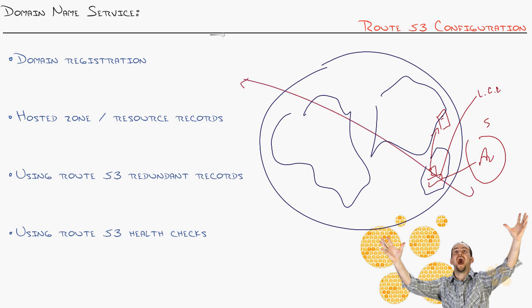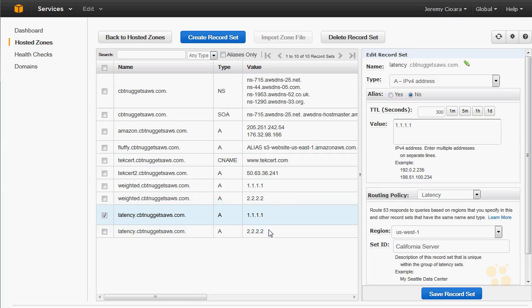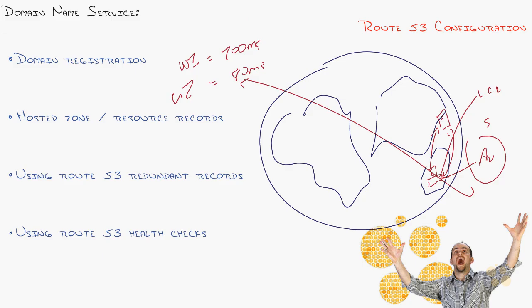My database says that the latency from Australia to West 1 is 200 milliseconds, whereas the latency from Australia to West 2 is actually 80 milliseconds because we've got some fiber links going, whatever. So what's going to happen is the DNS server is going to return the IP address to the Australia computer of 2.2.2.2, which is US West 2, the one it had less latency for.